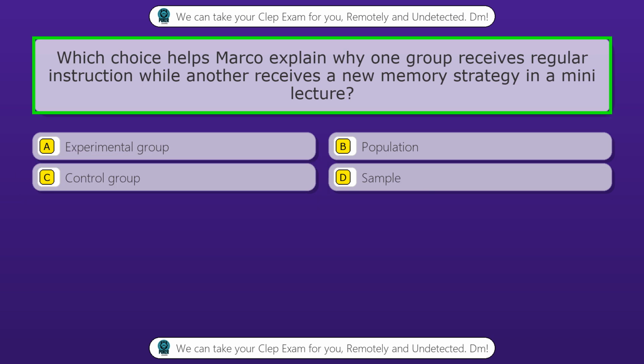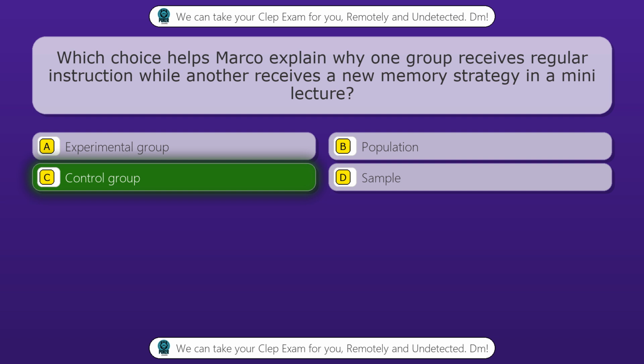Question 92. Which choice helps Marco explain why one group receives regular instruction while another receives a new memory strategy in a mini lecture? Option A, experimental group. Option B, population. Option C, control group. Option D, sample. The correct answer is option C, control group.